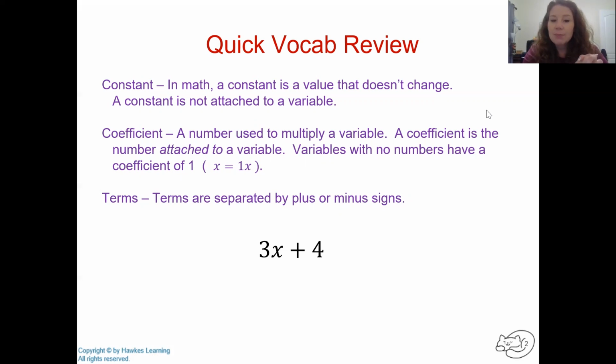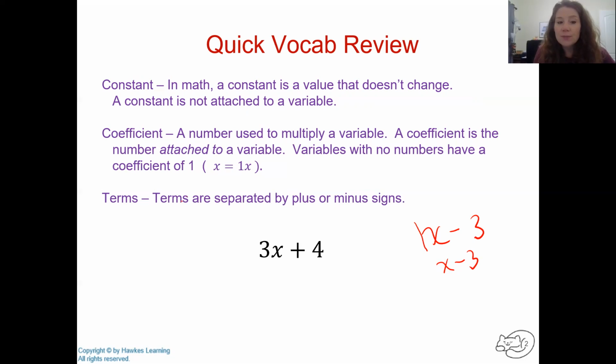Okay, so look at the example 3x plus 4. You find your variable. In this situation it is x, and the number that's being multiplied by x is 3. So 3 is the coefficient. A coefficient is the number attached to the variable. Variables that have no numbers have a coefficient of 1. So if you have simply x minus 3, the coefficient of this x is 1 because 1 times x is x. So don't think you have a coefficient of 0. That's not true. It'd be 1.